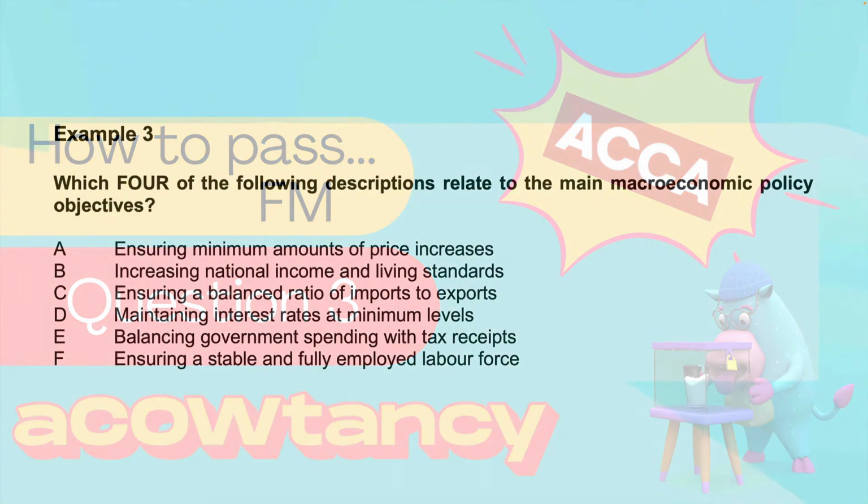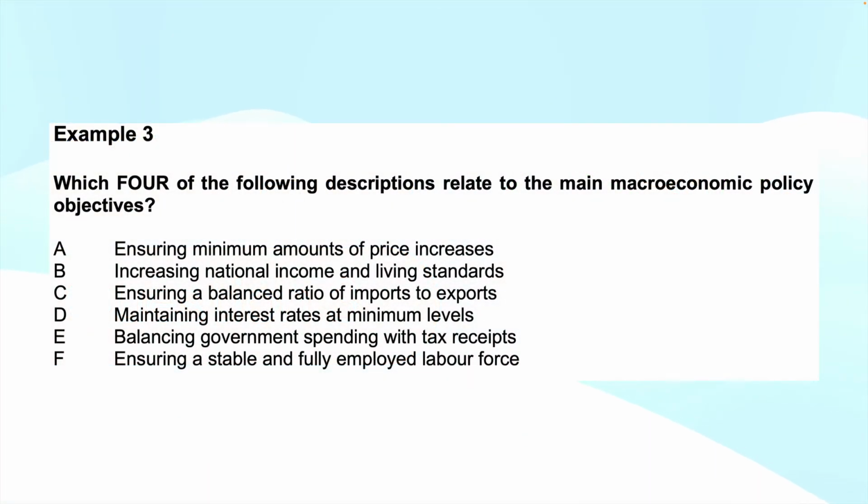Moving on then, question 3. Which of the 4 descriptions relate to main macroeconomic policy objectives? So for the main macroeconomics, you want to have inflation controlled, you want to have growth, you want to have a good balance of payments, and you want to have good employment. So let's have a look.